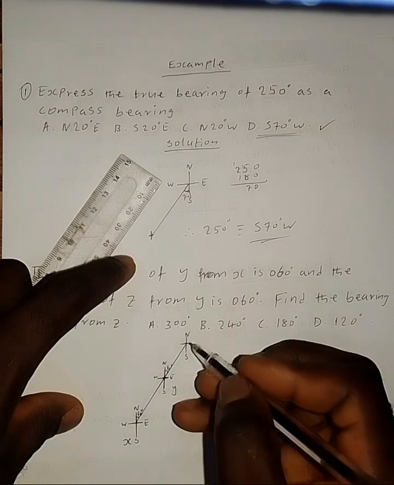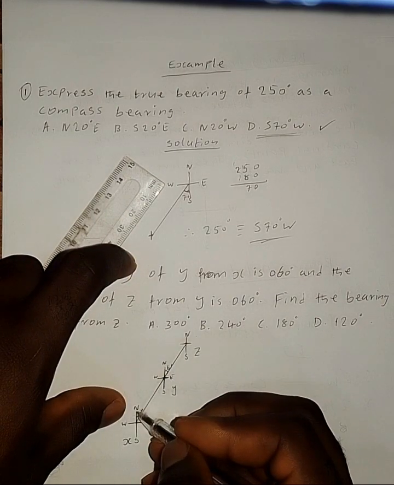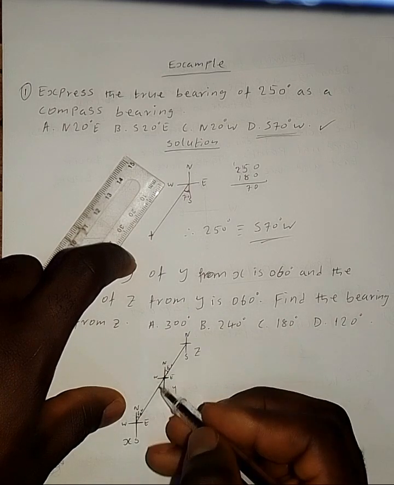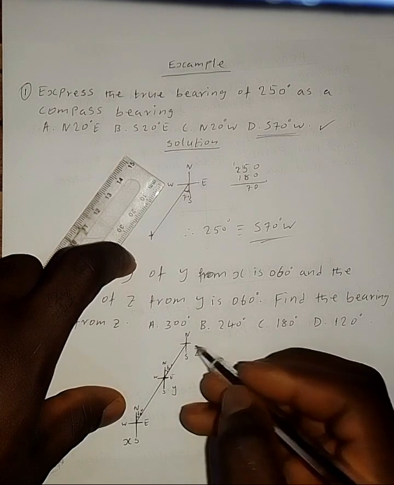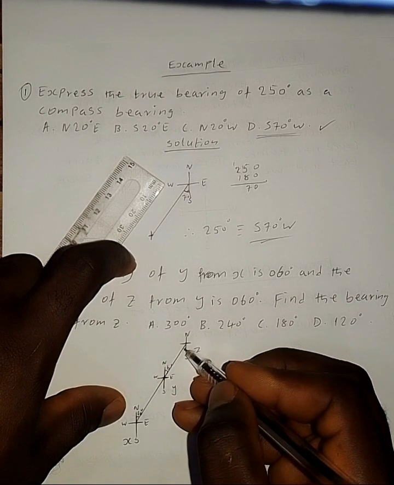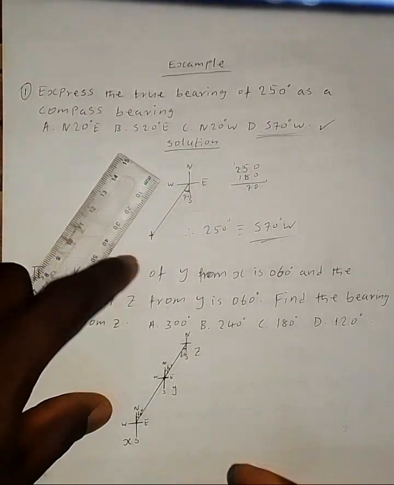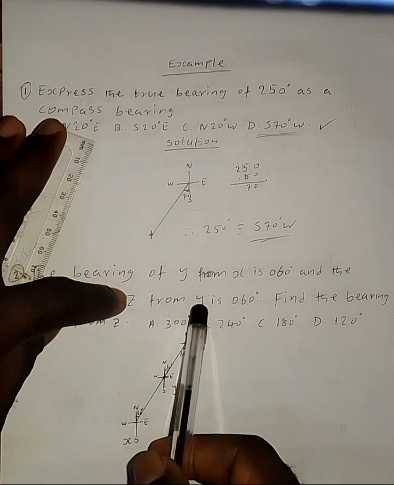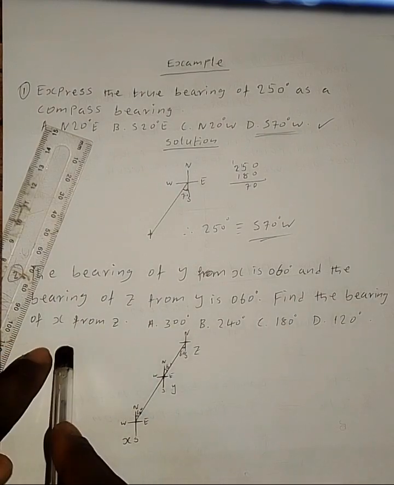So this is also 60, since this corresponds to this, and this is alternate to this also. So I would say that this is 60 degrees because this is alternate to this. The question here says find the bearing of x from z.